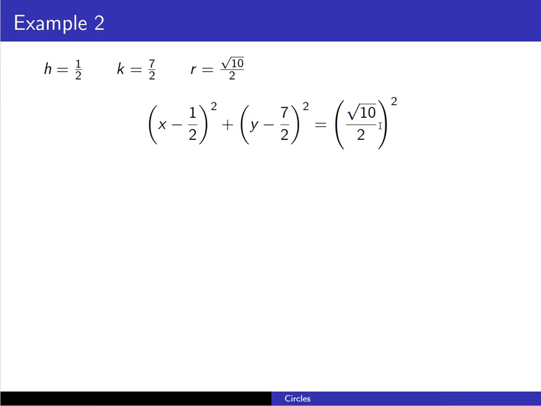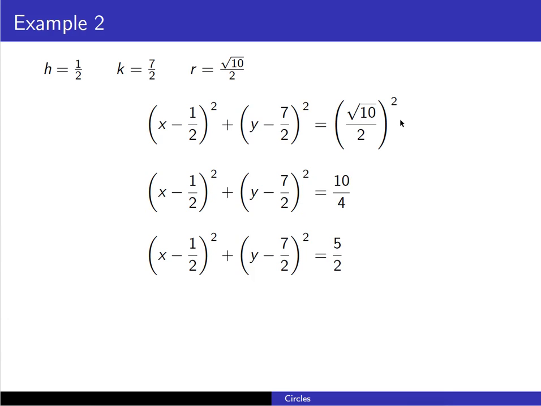Now square root of 10 over 2 squared is going to be square root of 10 squared, which is 10, over 2 squared, which is 4. And 10 over 4 reduces to 5/2. So the equation of our circle with those endpoints as a diameter is going to be x minus 1/2 squared plus y minus 7/2 squared equals 5/2.